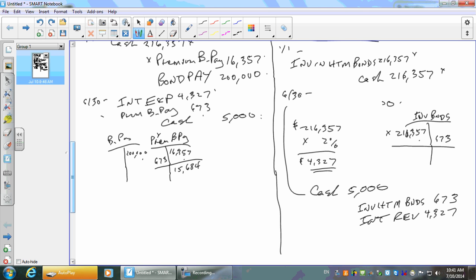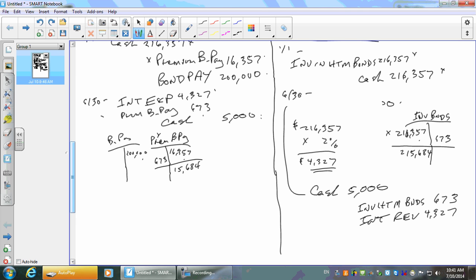What is it over here? What's 216,357 less 673? I'm a math whiz. Look at this. No, I'm not. What did I do? It's got to be the same as this side. That's true, isn't it? 216,357 less 673. Is that 215,684? Yeah.